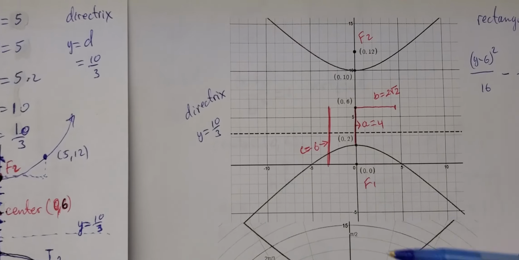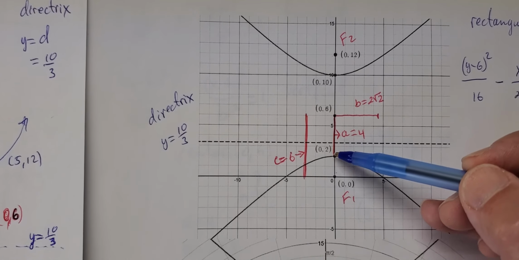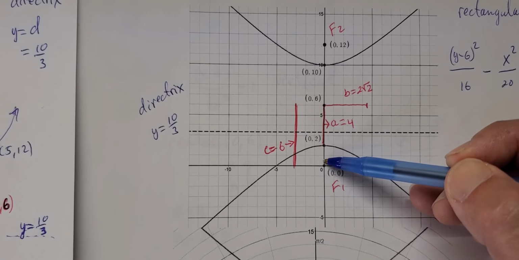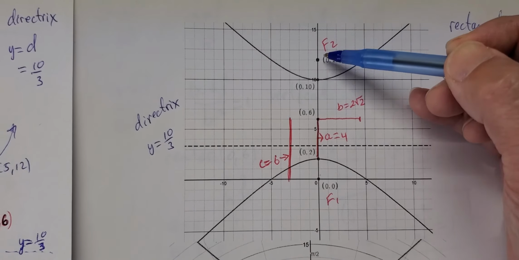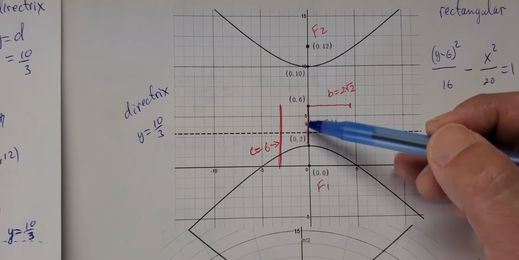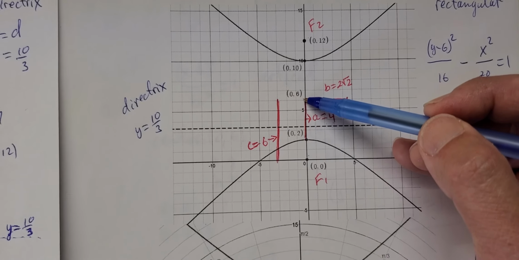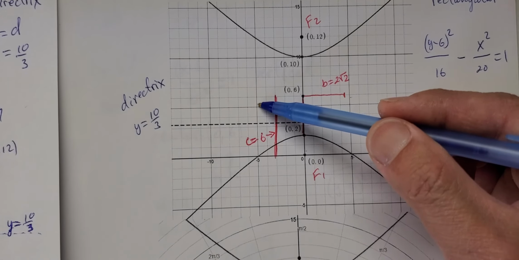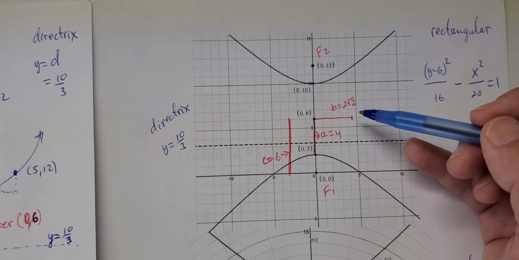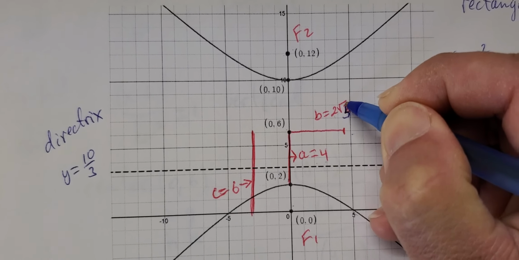One of my foci is here, so the other focus must be up here. If you look very carefully, from here to here is 2 units. So from this vertex to here is 2 units. Same thing from here to here is my other focus. Here's my A. From the center to this vertex is A units, which is 4. B, from the center to the right or to the left, same thing, which is 2 radical 5. So this should be a 5.